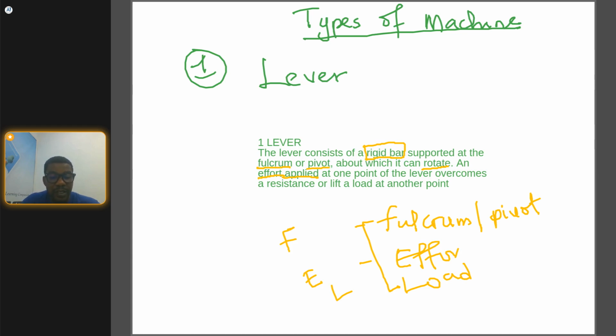A lever is a simple machine that consists of a rigid bar supported by a fulcrum or a pivot about which it can rotate. Now let's make use of diagrams to explain that.